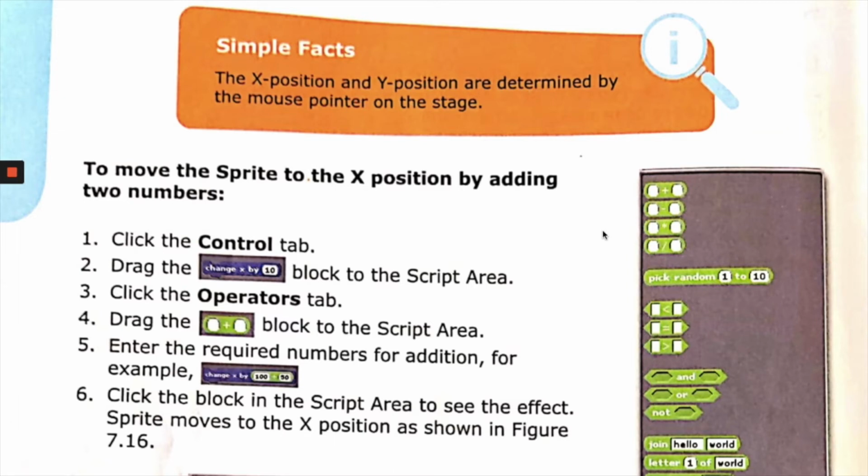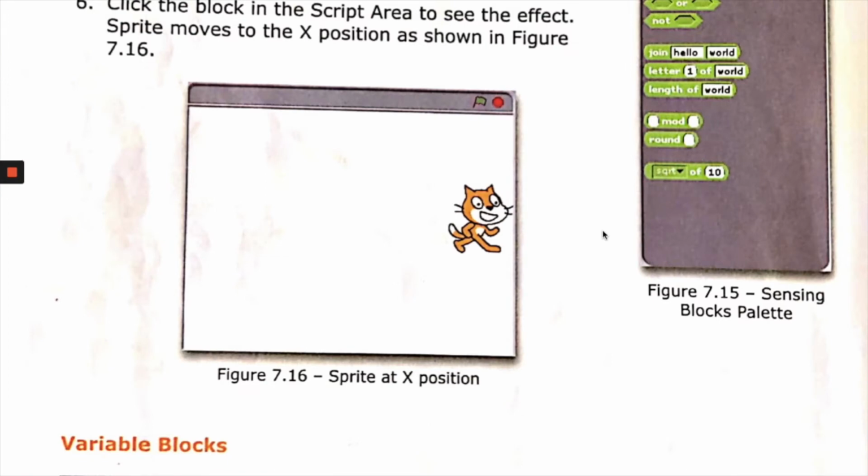Click the block in the script area to see the effect. The sprite moves to the X position as shown in figure 7.16. Let's go through the picture now. It has moved to a new position by adding those two numbers.